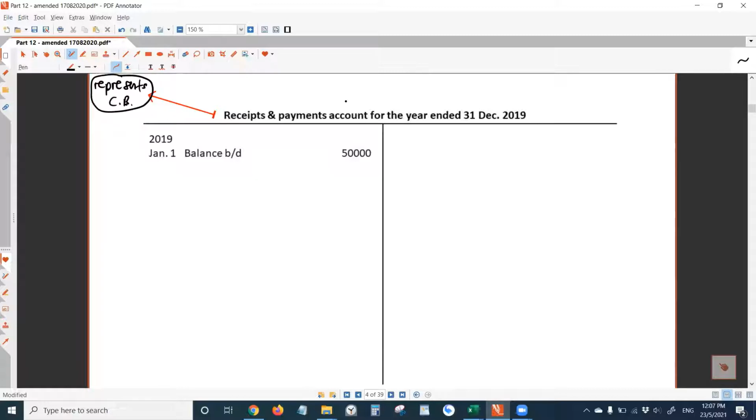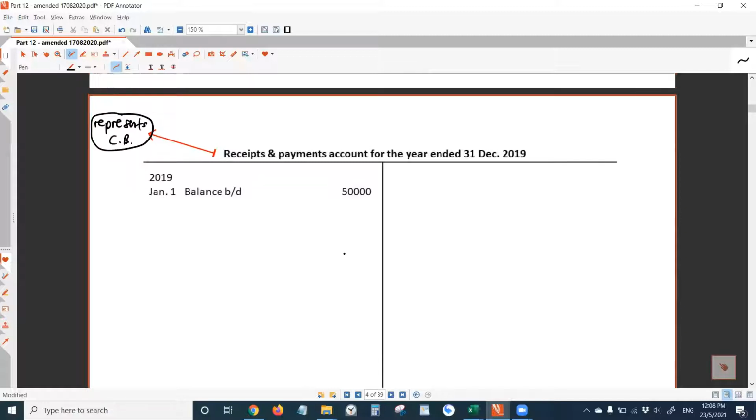Receipts and payments account is a very simple T-shape. You don't have the cash column. You don't have the bank column. And we regard this 50,000 here as the combination of cash and bank. That's the reason you don't have cash column, you don't have bank column.